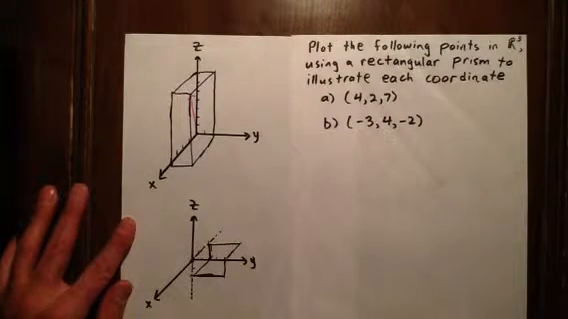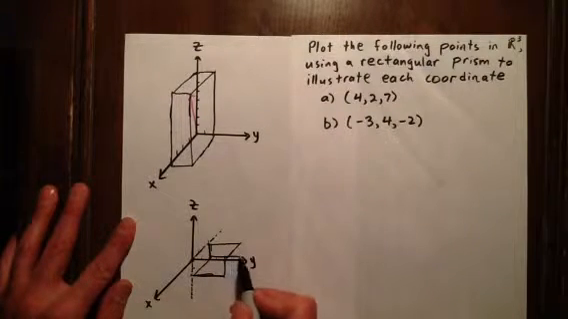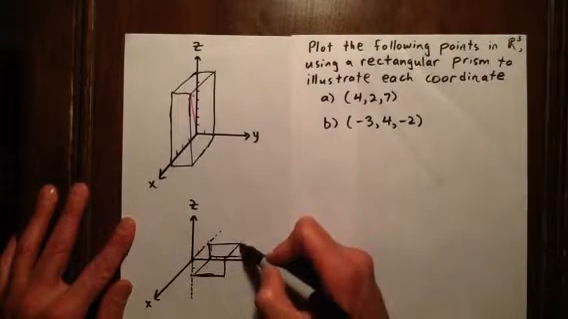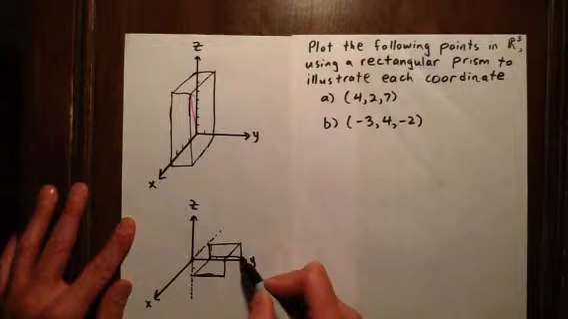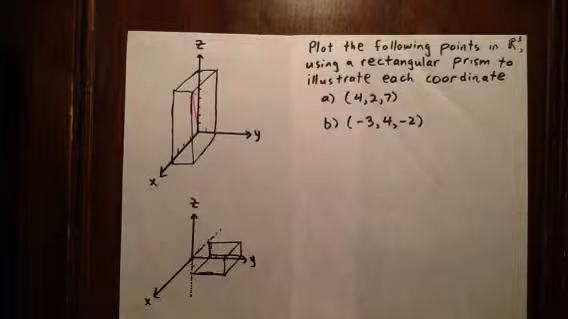Okay. And if we draw this out to here and connect it up, we've drawn ourselves a rectangular prism. It definitely takes some practice.